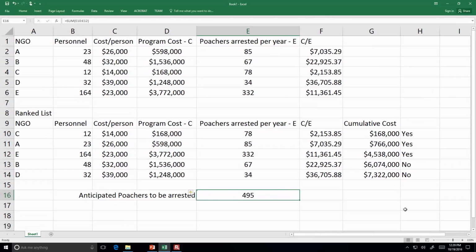Any questions about cost effectiveness analysis? All right. We've still got 10 minutes. Those of you who are already finished and got the right answer, you're free to leave. I'm going to stick around and answer any questions that come up.